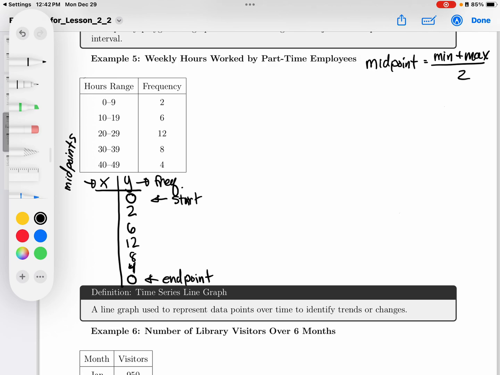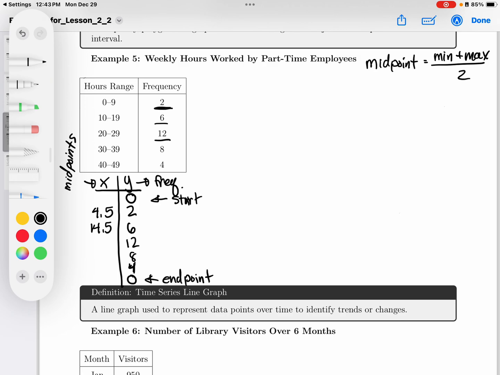All right, so to find the midpoint, remember we take the minimum and the maximum, we add it together and divide by 2. So to start off, I'm going to take 0 and 9, add them together and get 9, divide by 2, and I'm going to get 4.5. So the midpoint that goes with the frequency of 2 is 4.5. Then the midpoint that goes with the frequency 6, I take 10 plus 19, that gives me 29. I divide by 2, and that's going to give me 14.5.